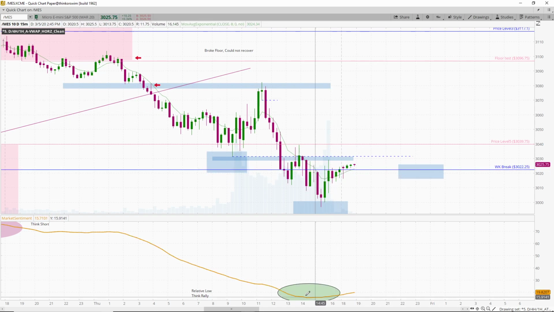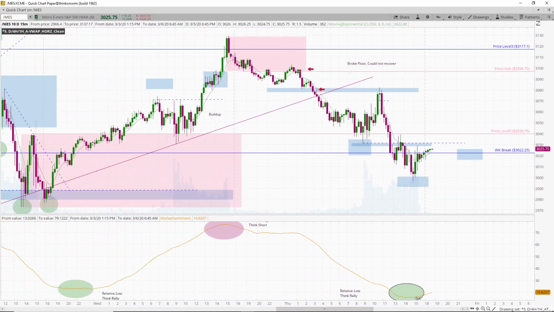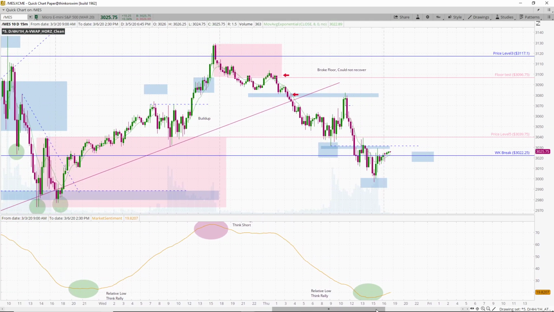It looks good for a bounce play, especially where market sentiment is right now. Looks like it could bounce.